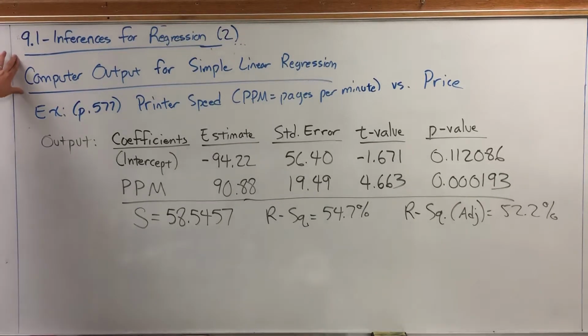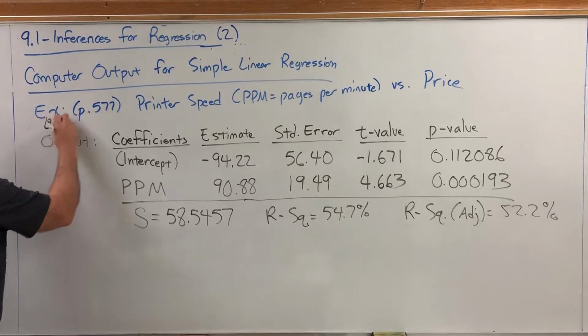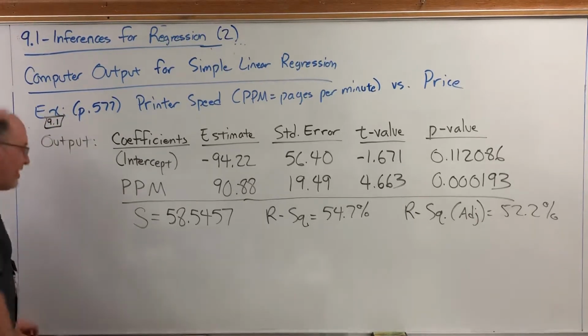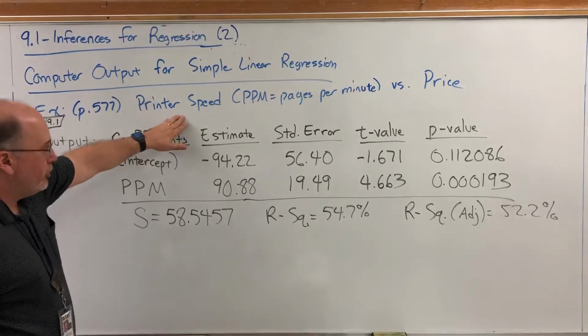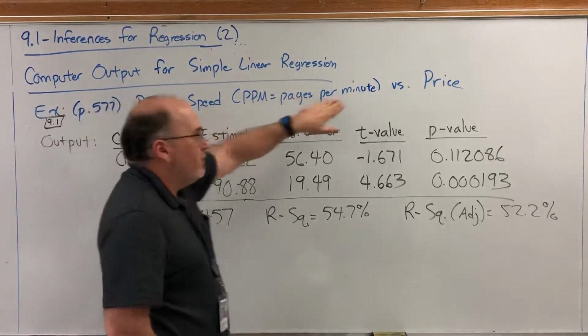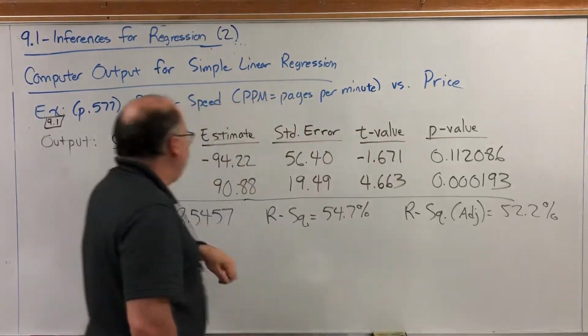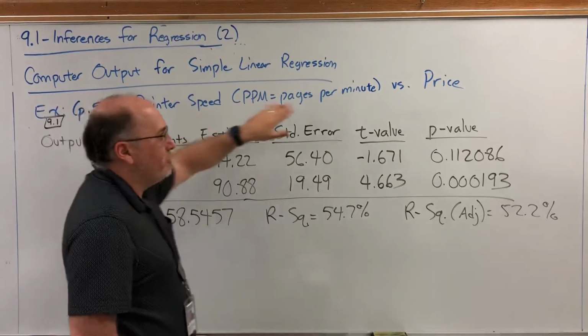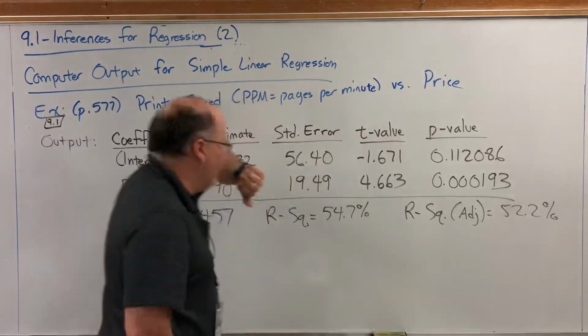But as far as the computer output for simple linear regression, I'm going to refer to an example on page 577. Specifically, this is example 9.1, where we're comparing the speed of a printer in pages per minute versus the price to see if the printing speed can be used to predict what the price of the printer will be.